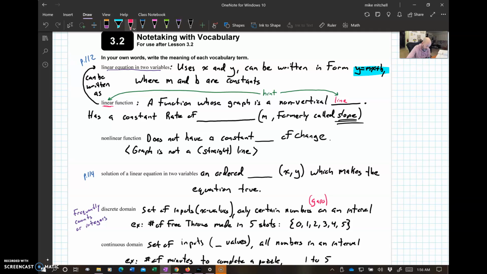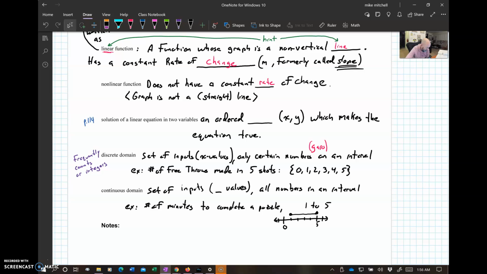A function whose graph has a constant rate of, we talked about this the other day, the new word for graph, rate of change. Okay. Nonlinear function does not have a constant rate of change. Get it from the last one. Pause it. The graph is not a straight line. So if it's a linear function, it's a straight line. Pretty obvious.